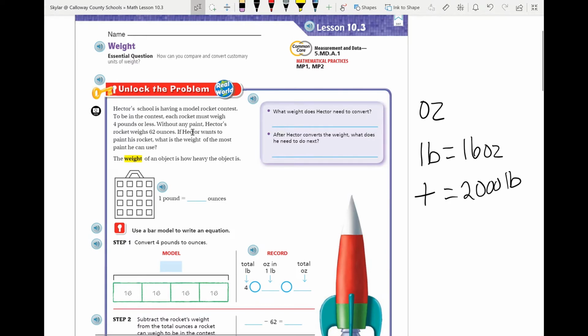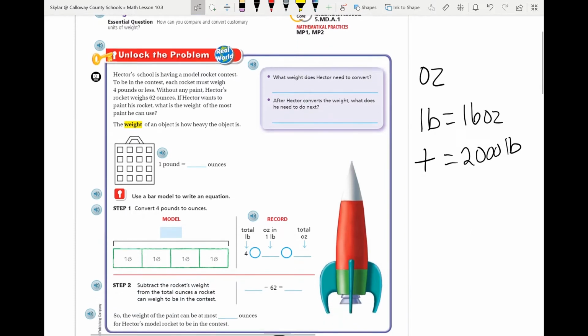You still know it's the same thing if you're going from a smaller unit to a bigger unit. Like if you're going from ounces to pounds, you divide. If you're going from a bigger to a smaller, like tons to pounds, then you multiply. And with that being said, let's go ahead and get this started.